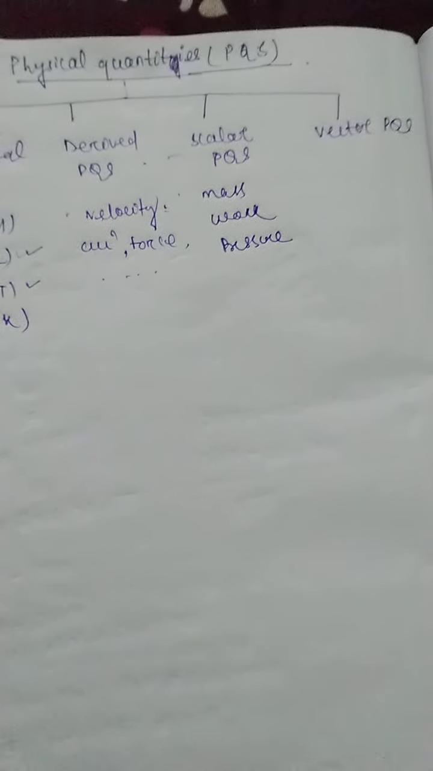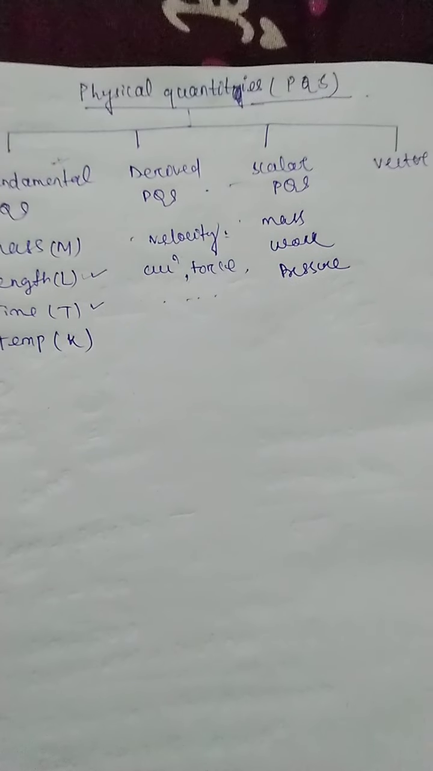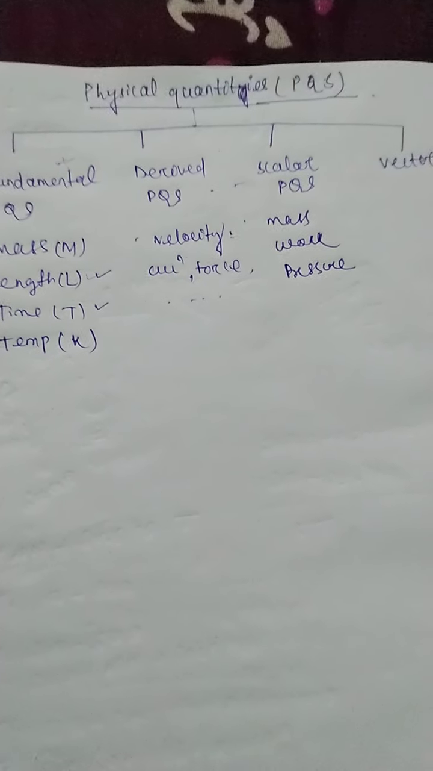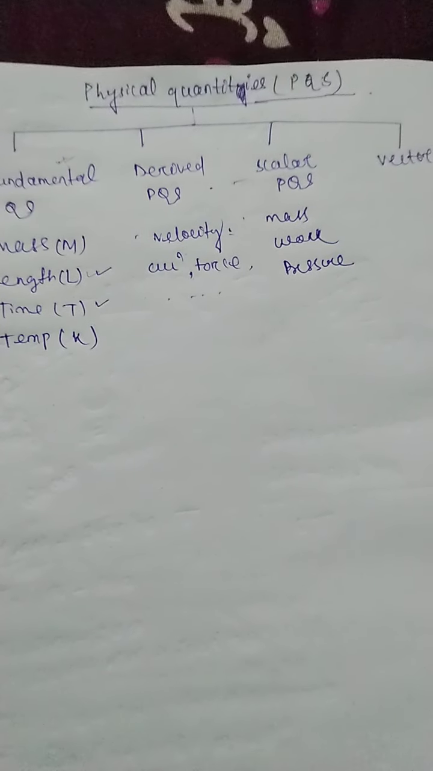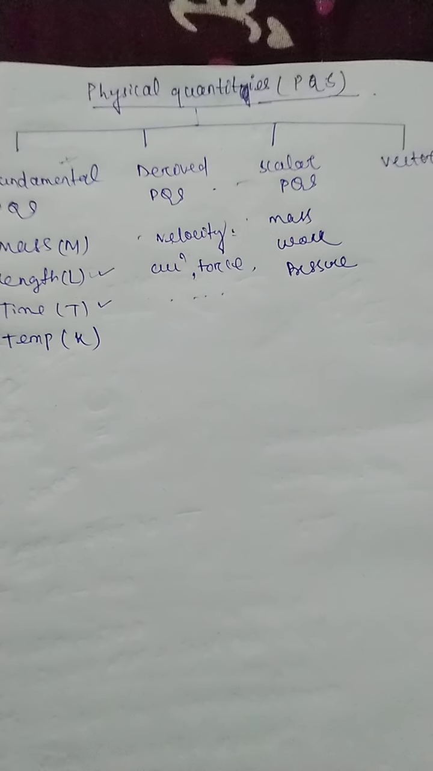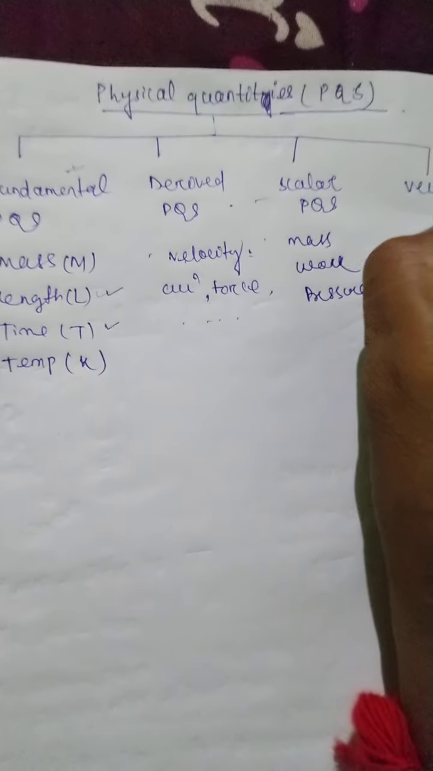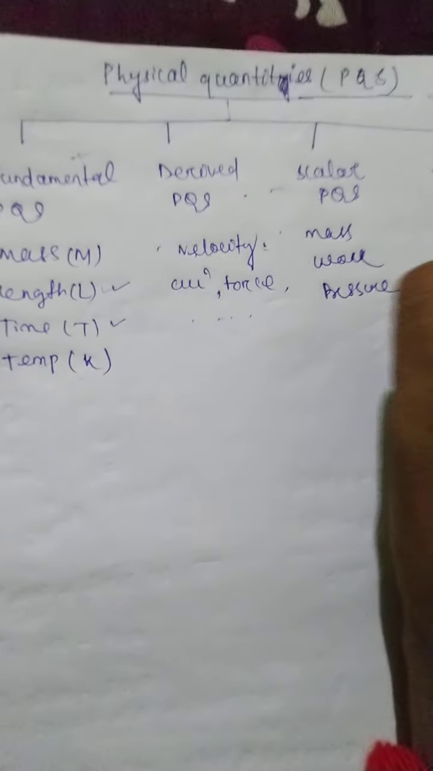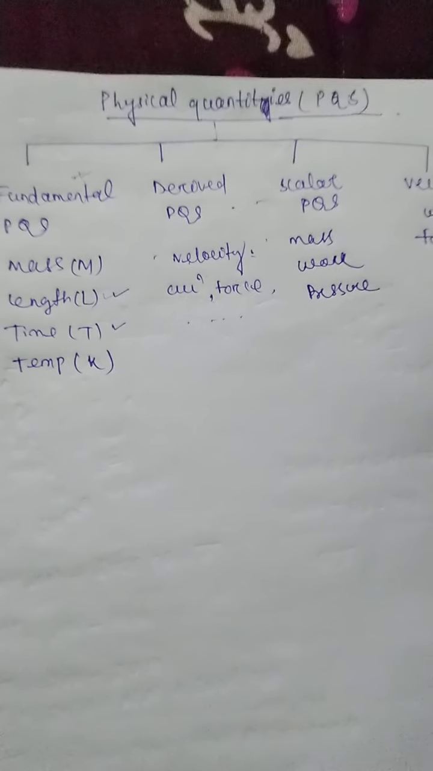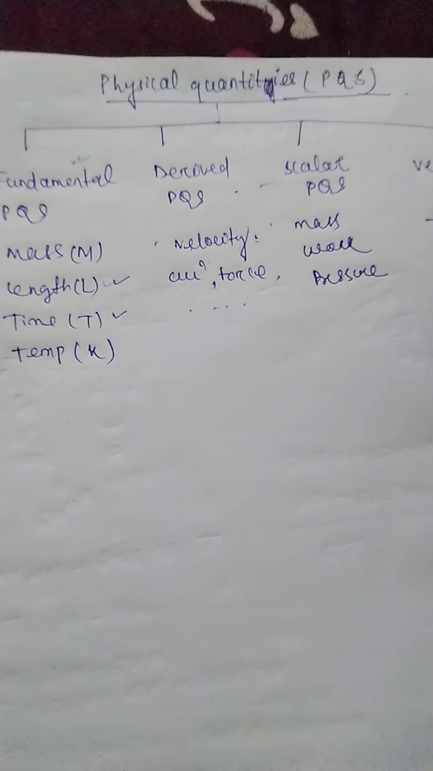Okay. Then vector. Vector physical quantities are those which have both direction and magnitude. Magnitude means, in kg or anything, like 5 kg. That magnitude is 5 kg. Okay. Some examples are weight and force. Force has both magnitude and direction, so it is a vector quantity.